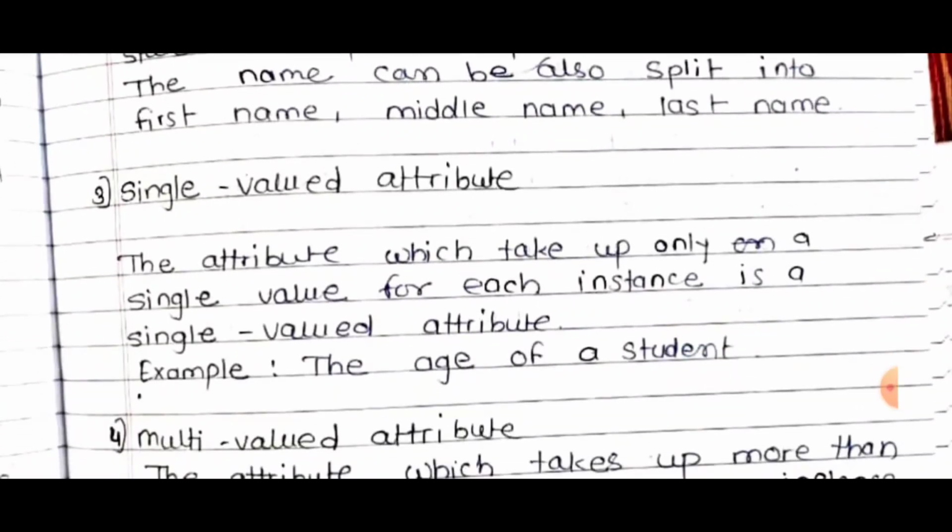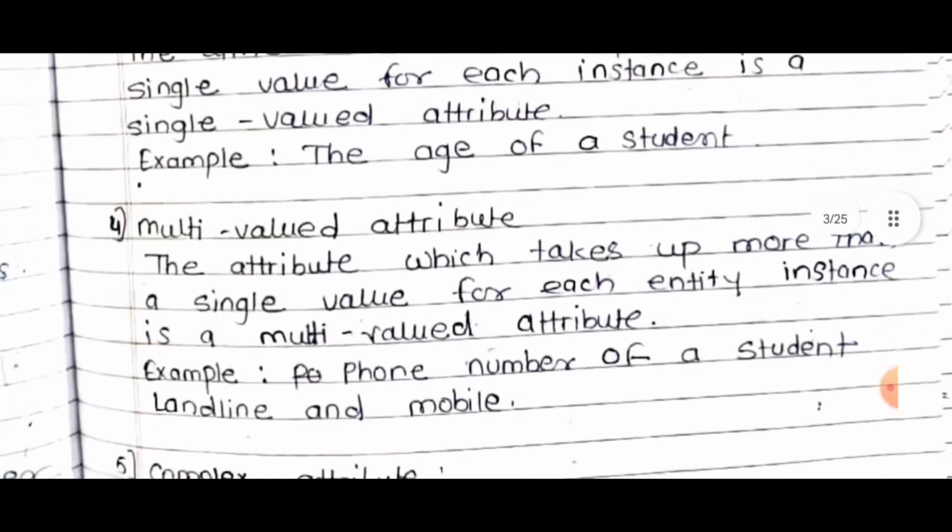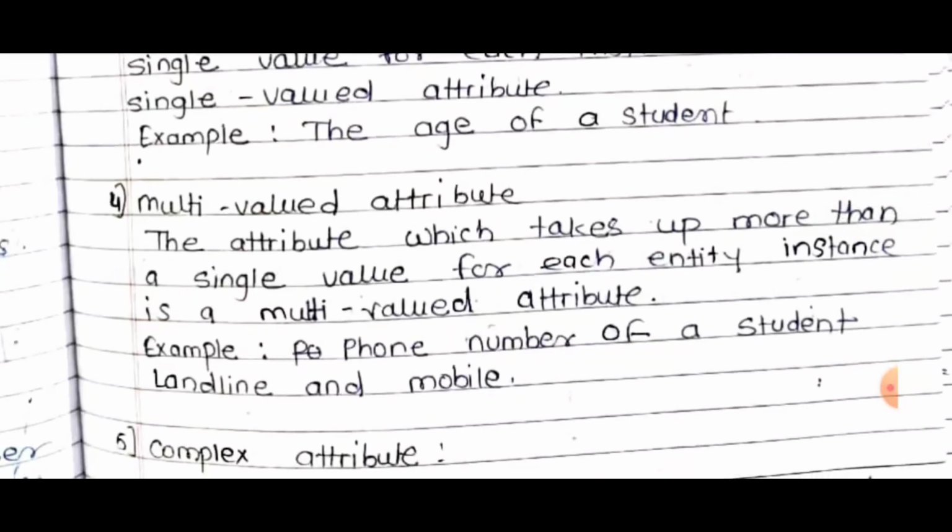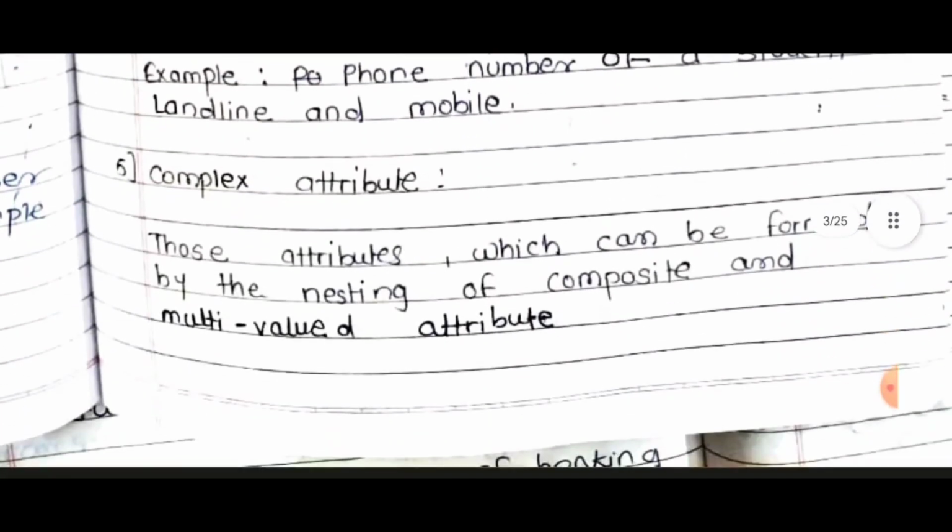Third is single valued attribute. The attribute which takes only a single value for each instance is known as a single valued attribute. Example, the age of a student. Multi-valued attribute. The attribute which takes up more than a single value for each entity instance is a multi-valued attribute. Example, phone number of a student, landline number or mobile number. Complex attribute. Those attributes which are formed by the nesting of composite and multi-valued attributes.